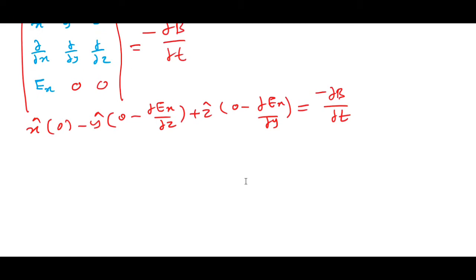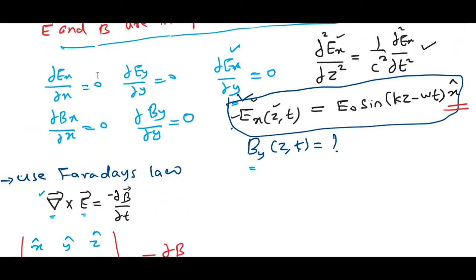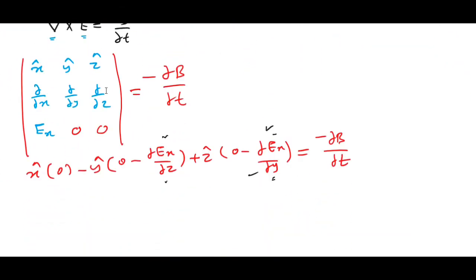Now, if you check this equation, the electric field component varies with z. Therefore, ∂Ex/∂z cannot be 0. What about ∂Ex/∂y, the variation of the electric component x with respect to y? That is somewhere else we have written. Yes, here ∂Ex/∂y is equal to 0. Therefore, this quantity goes to 0. The remaining thing is ŷ ∂Ex/∂z is equal to minus ∂B/∂t.